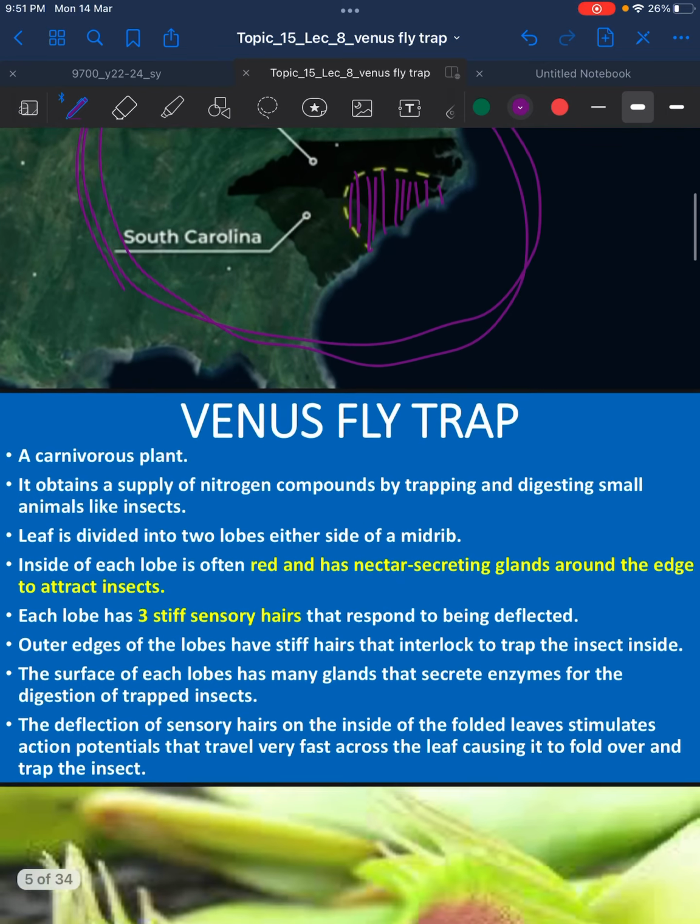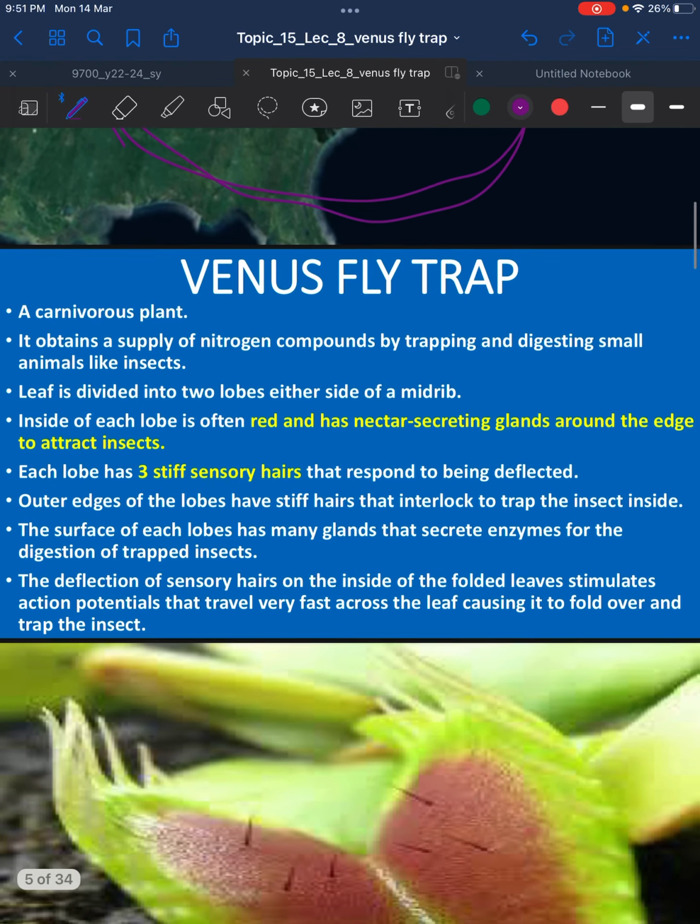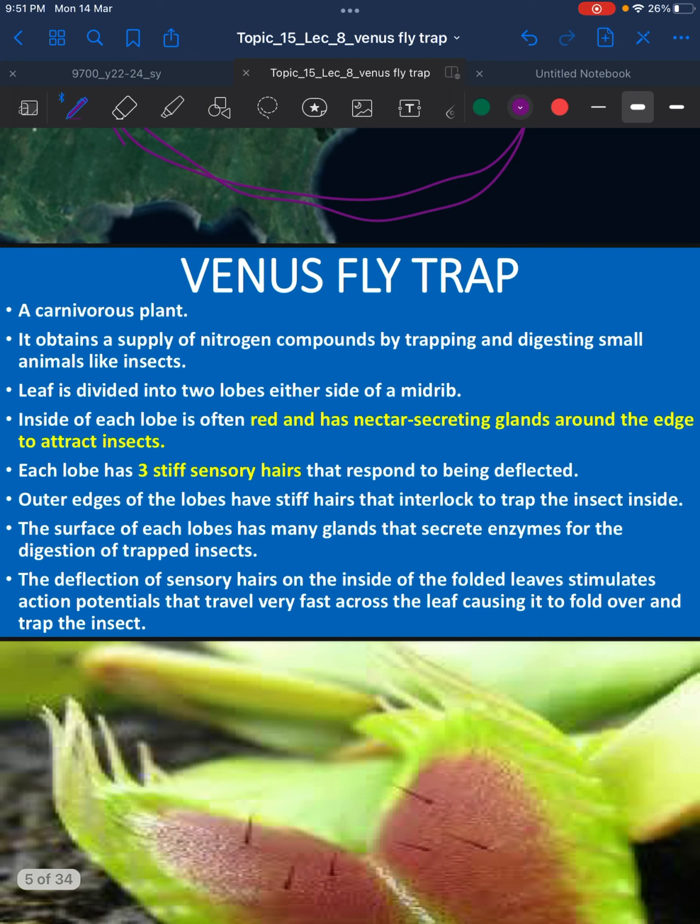So what do we know about this Venus flytrap? It's a carnivorous plant. It obtains its supply of nitrogen by consuming insects, because insects have proteins, so it can get nitrogen from digesting them. It has two lobes, and in the middle it has a midrib, also known as the hinge cells.